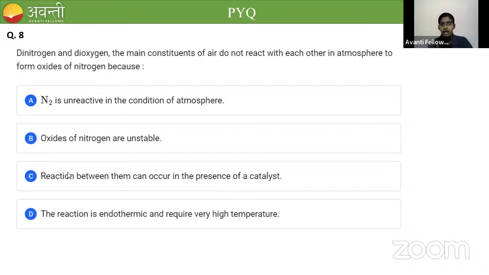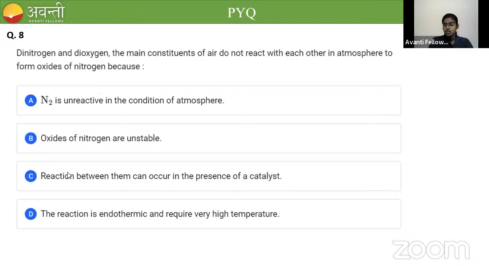Reaction between them can occur in the presence of a catalyst. In the atmosphere, we cannot add a metal catalyst, and due to that reason they are not reacting, they are saying. So that cannot be the appropriate answer. Option D says that the reaction is endothermic and requires very, very high temperature. So what is endothermic? Absorption of energy.